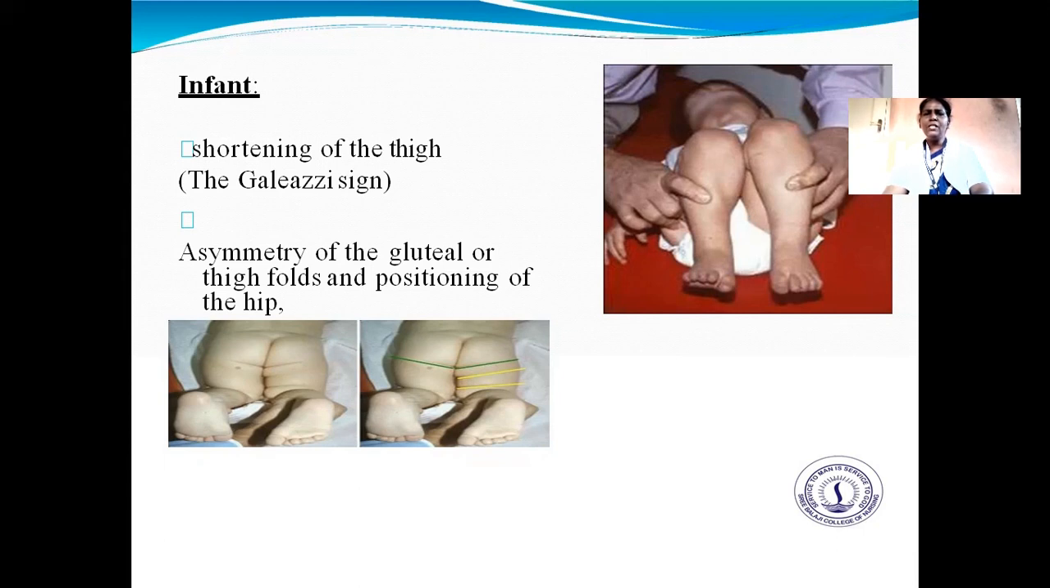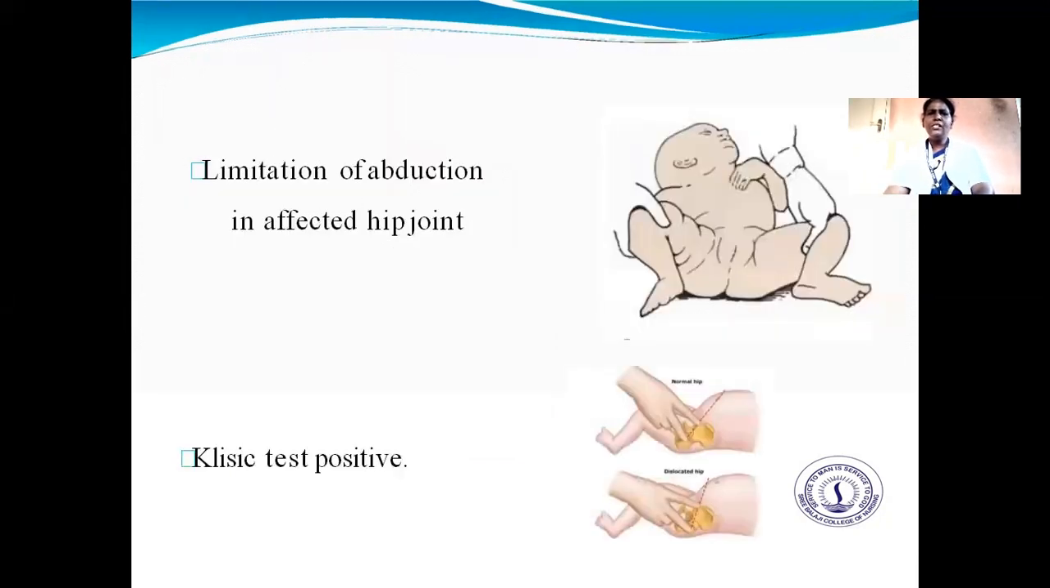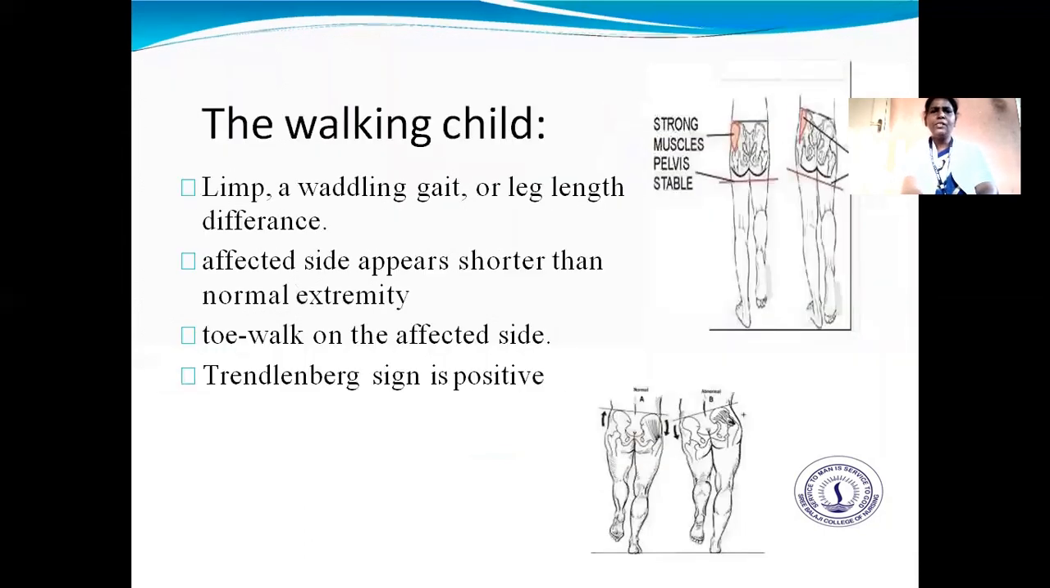Then asymmetry of the gluteal or thigh folds and positioning of the hip. If the baby has developmental dysplasia of hip, the baby will have asymmetry of gluteal folds or thigh folds and the positioning of hip. Next, limitation of the abduction in the affected hip joint. Then Klisic's test will be positive.